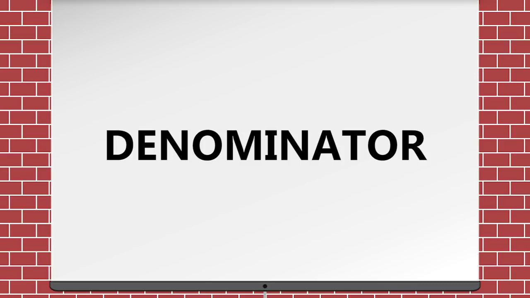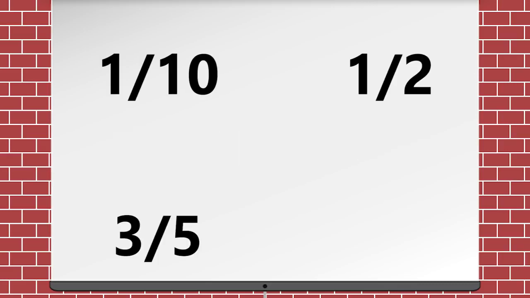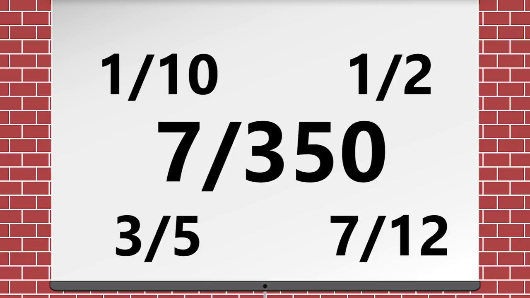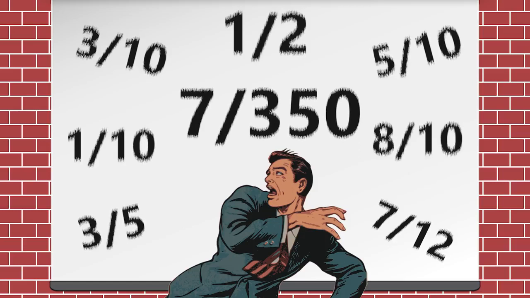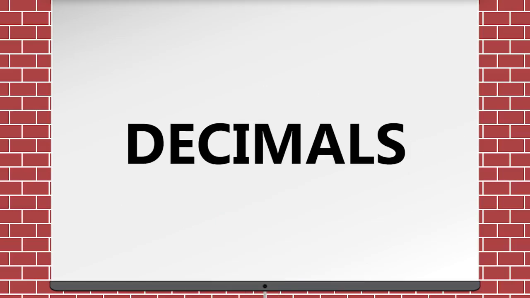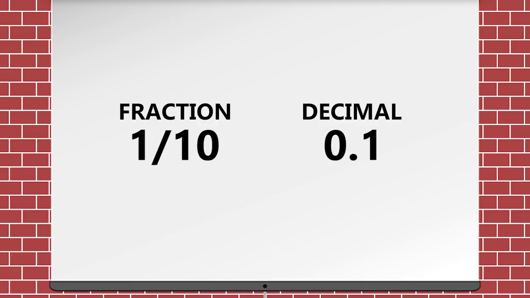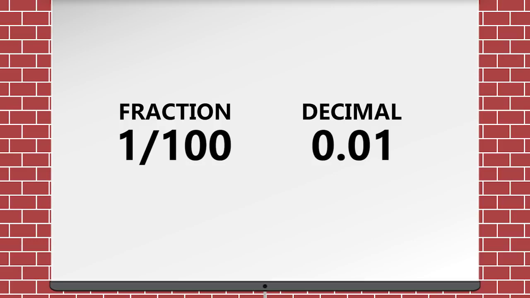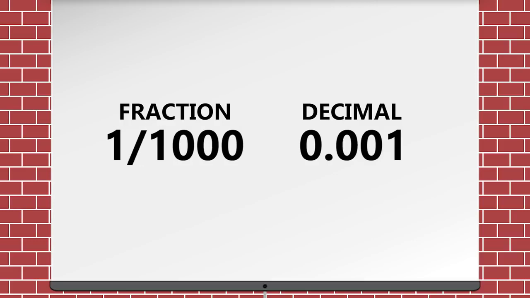When you write down fractions, you can use any denominator you want. You can use 10, 2, 5, 12, 350, whatever you want. With fractions, there's almost no limit to the denominator you can have. It can get out of control. With decimals, you can only have certain denominators. For example, a decimal can have the denominator of 10. A decimal can have a denominator of 100. A decimal can have a denominator of 1000.